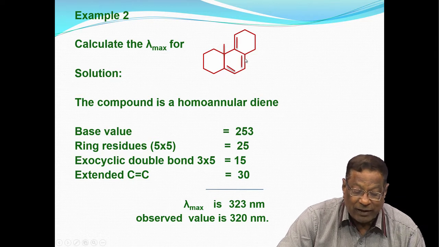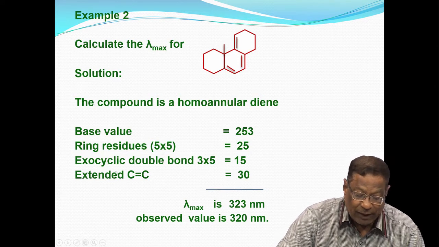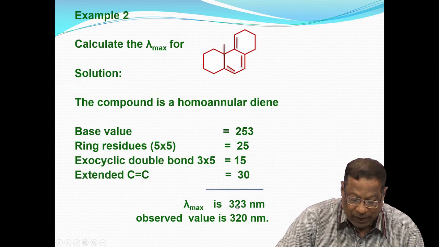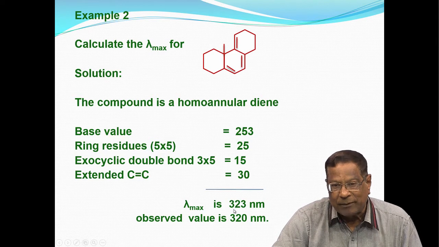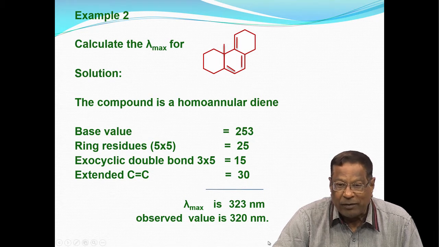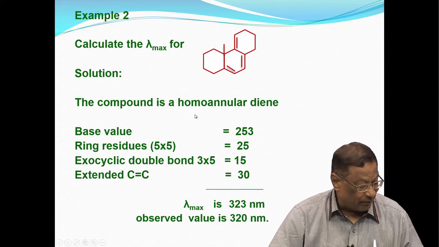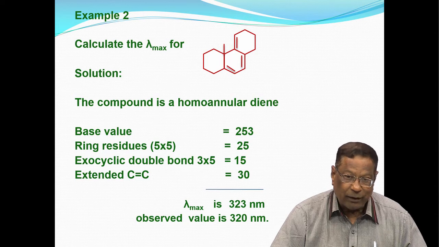There is also one extended double bond, because this is homoannular, then single bond and double bond attached extending the conjugation. So, an extended double bond contributes about 30 nanometers. If you add up all this, the lambda max is 323 nanometers, where we should get a peak. And what is the observed value? Observed value is 320 nanometers. Again, you can see the closeness of the prediction, how accurate the empirical rules work in the ultraviolet region. Now, look at this example.